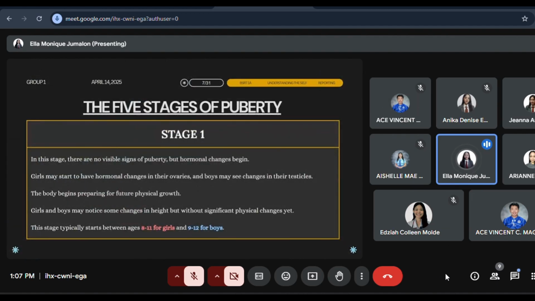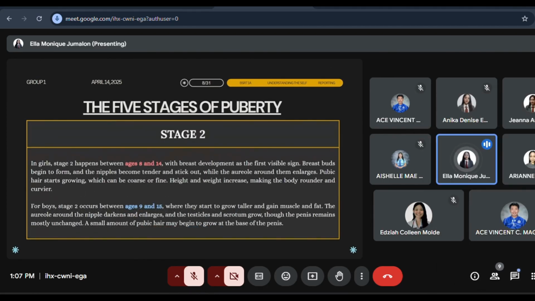For girls, puberty usually starts between ages 8 and 11. The ovaries begin working and making hormones, but there aren't any visible changes yet. For boys, it usually starts between ages 9 and 12. You won't see much change outside, but inside, the male hormones are starting to work. Some boys might start growing a bit taller at this time.